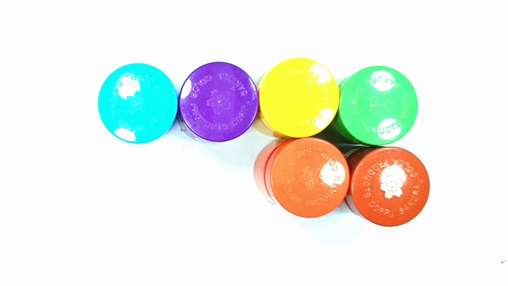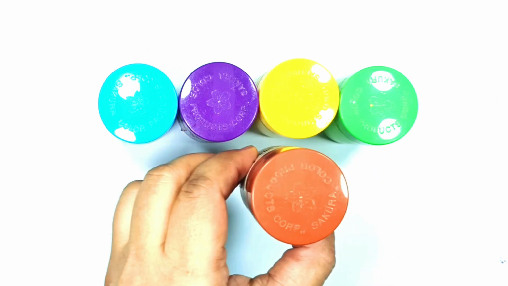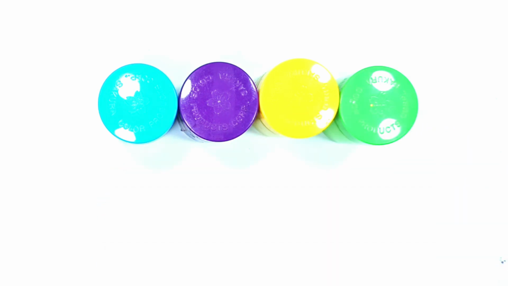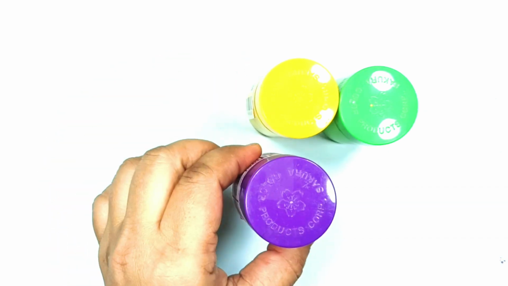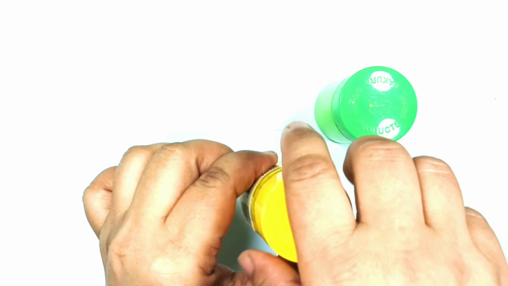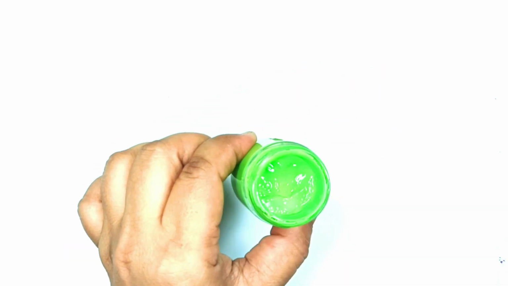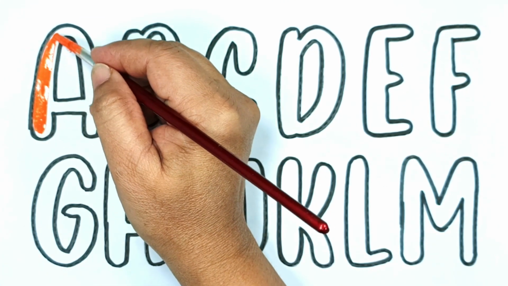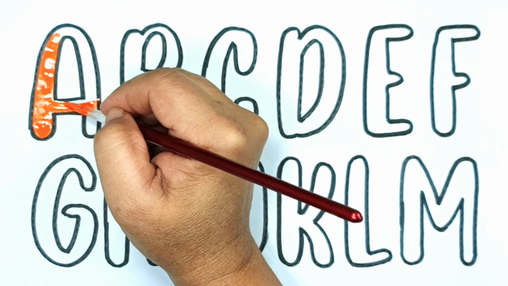Red color, pink color, orange color, brown color, blue color, purple color, yellow color, green color. Hickory-dickory-dock, the mouse went up the clock, the clock struck one. Tick-tock, tick-tock. Hickory-dickory-dock, the bird looked at the clock. The clock struck two, away she flew.